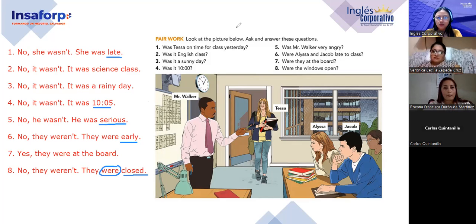Let me send this one to WhatsApp. Ya se los envié. No, right? I didn't. I had the intention of doing so, but I didn't. Pensé que lo había hecho. Vamos a ver.